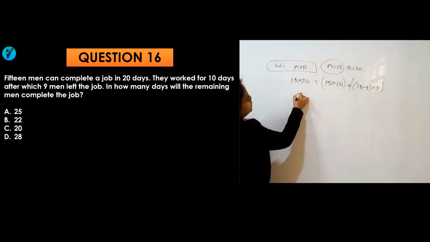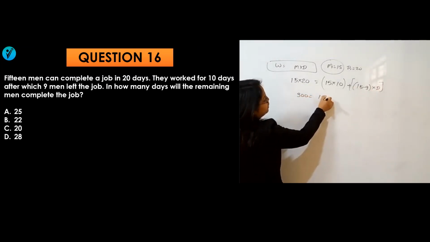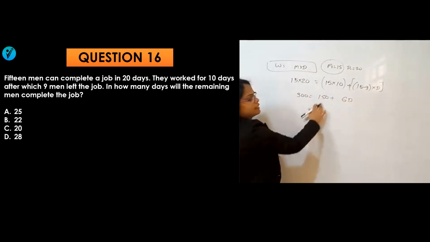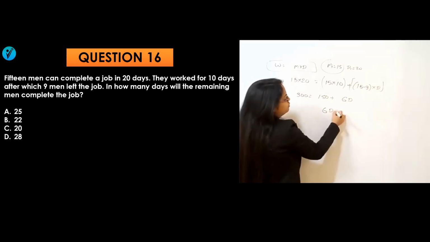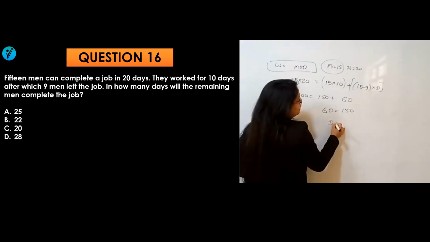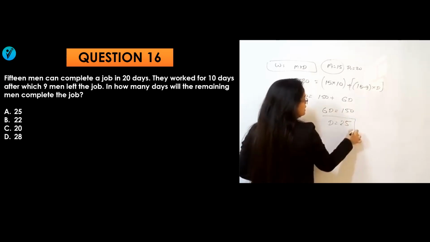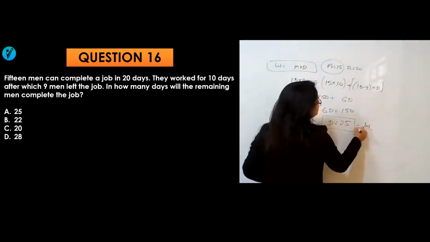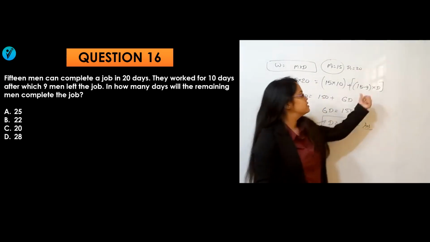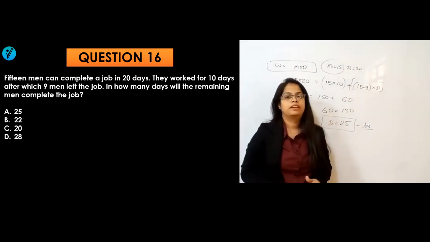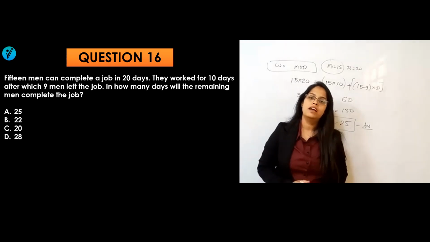They are saying that in how many days will the remaining work be completed. So you can see 15 twos are 30, 300 is equal to 150. 15 minus 9 is 6, and 300 minus 150 is 150. So number of days required equals what? 6 twos are 12, 6 fives are 30, that means 25. So for the remaining work, 6 men will require 25 days to complete the remaining work. Option number A is your answer.